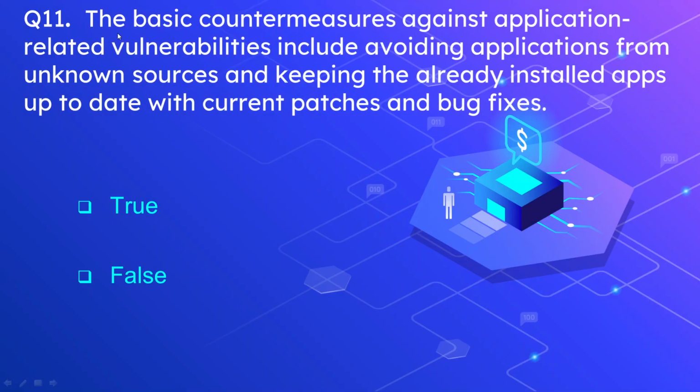Question number 11 is that the basic countermeasures against application-related vulnerabilities include avoiding applications from unknown resources and keeping the already installed apps up to date with current patches and bug fixes. The options are true and false, and this statement seems true to me. So yes, the correct option is true.